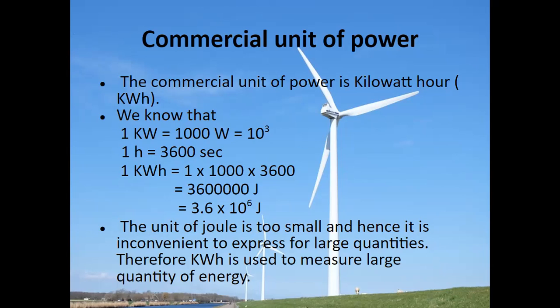Why are we using the kilowatt hour? The unit of joule is too small and hence inconvenient to express large quantities. Therefore, kilowatt hour is used to measure large quantities of energy. Means joule is too small to use every time. When we are counting a large quantity of energy, the joule becomes very small to express. That's why we are using kilowatt hour.